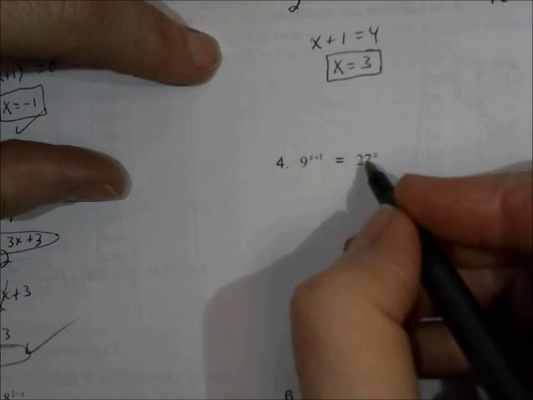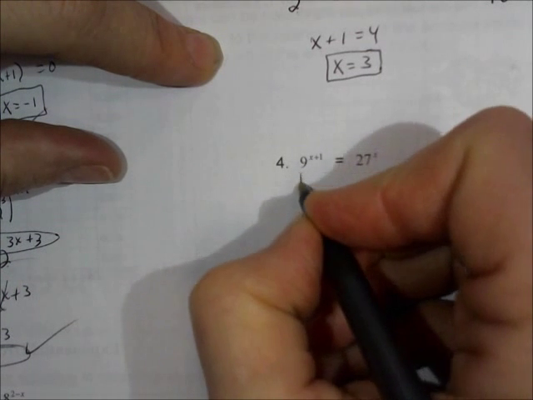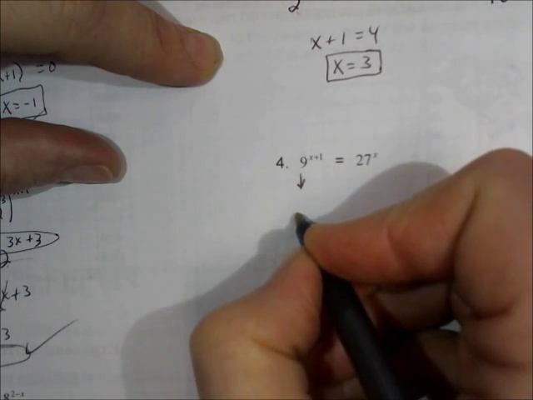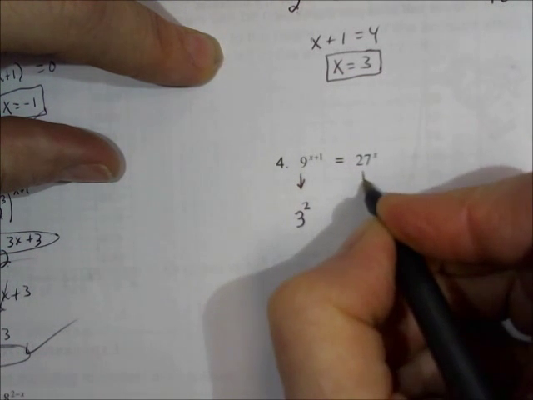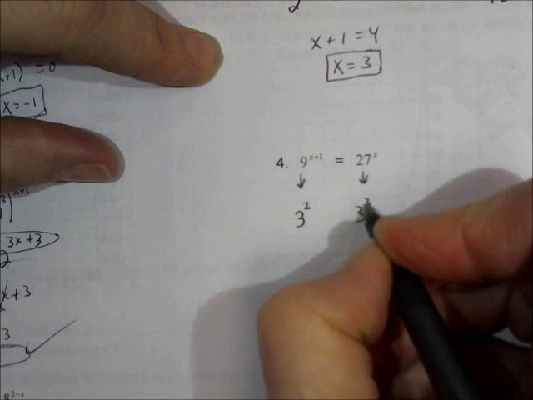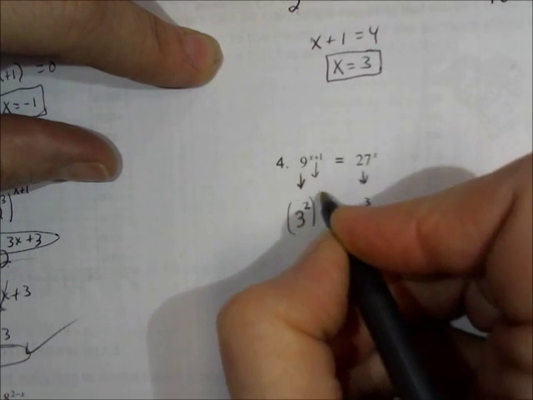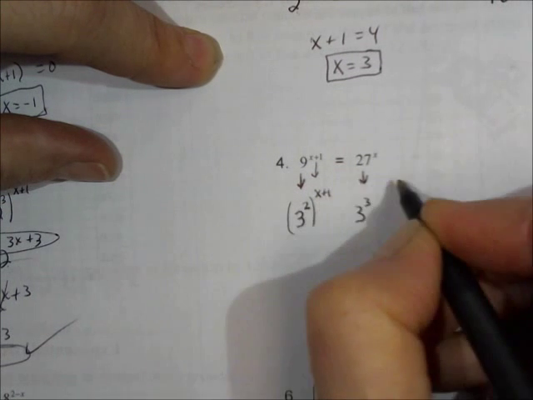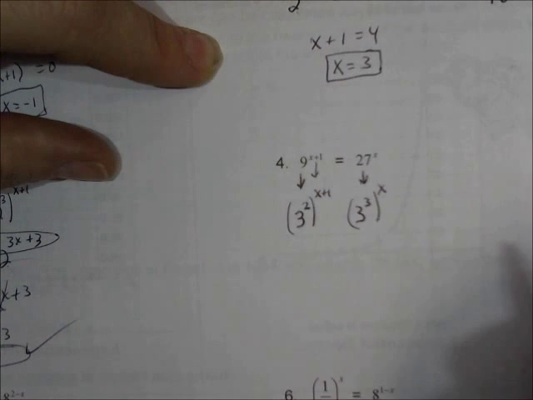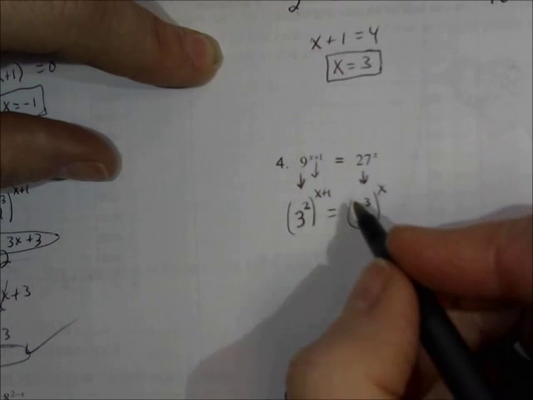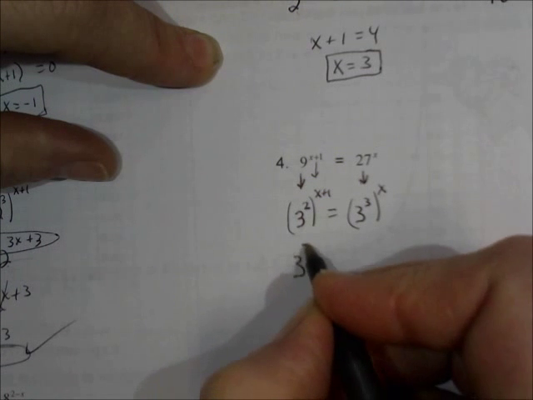Number 4, 27 is not a power of 9. So we're going to bring both sides down to a power of 3. 9 is 3 squared. 27 is 3 cubed. Now they're both powers of 3. So 3 squared gets brought up to the power of x plus 1. 3 cubed, which is 27, gets brought up to the power of x. The next step is to do the multiplication. 2 times x plus 1 is 2x plus 2.